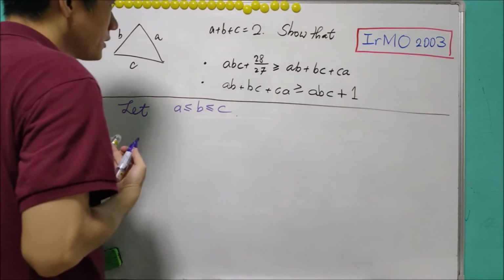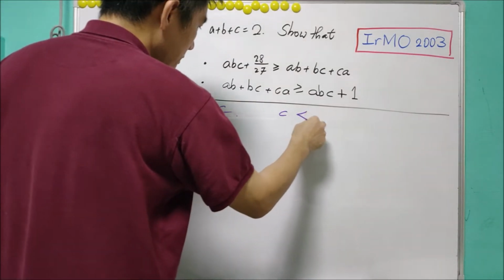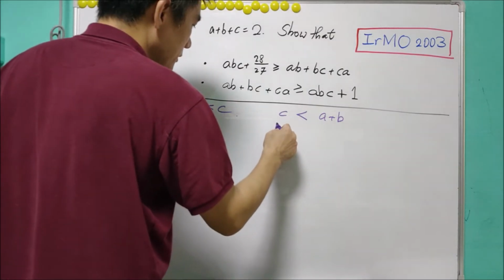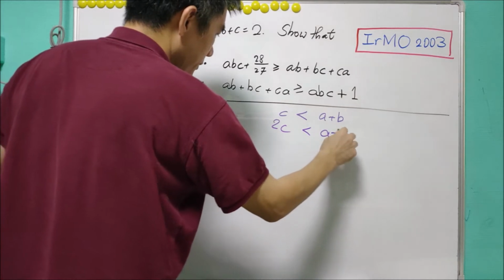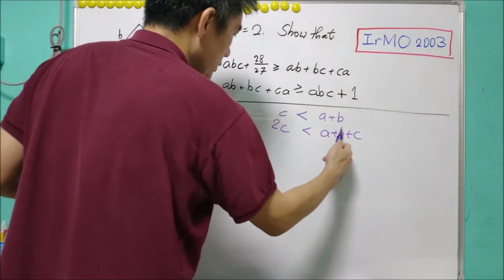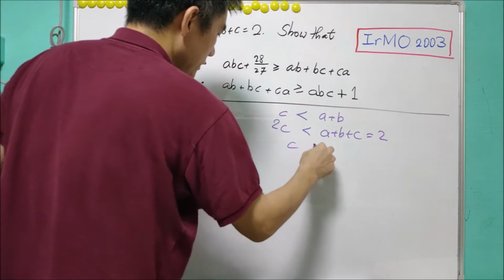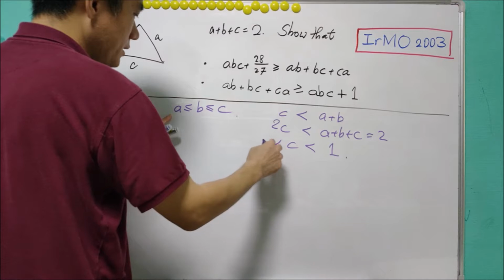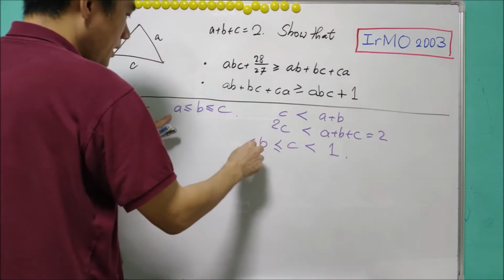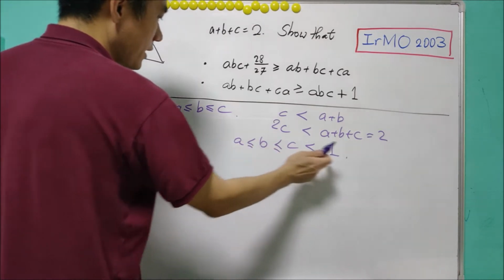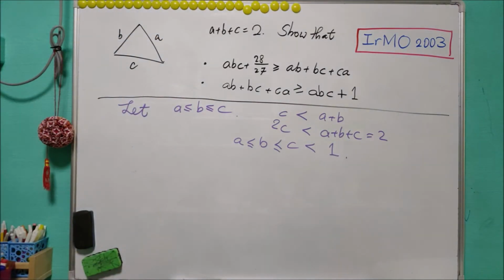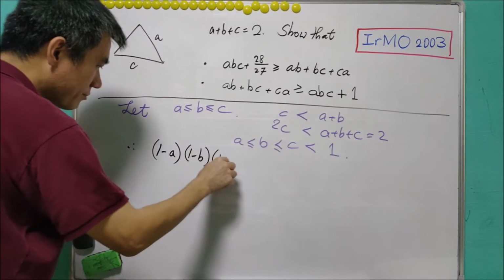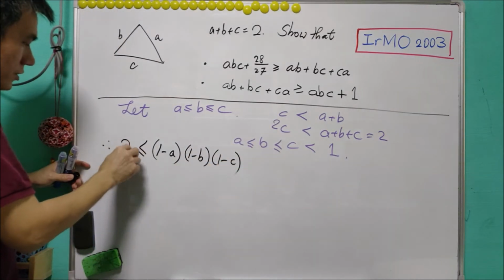From the triangle inequality, we know that C is strictly less than A plus B. Therefore, 2C is less than A plus B plus C, which is equal to 2, and therefore C is less than 1. Since C is less than 1, B will also be less than 1, and A will also be less than 1. With this, we know that 1 minus A, 1 minus B, 1 minus C will be greater than or equal to 0.